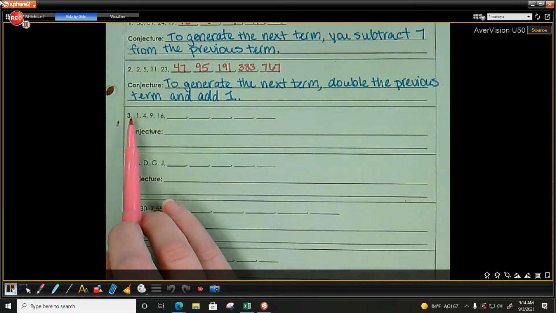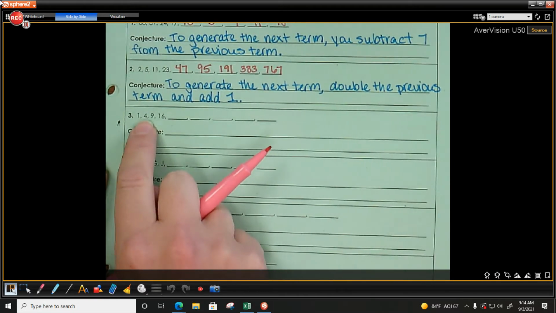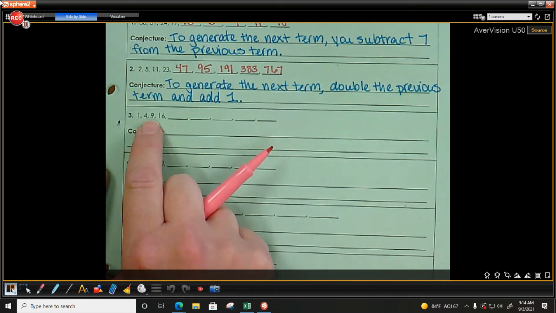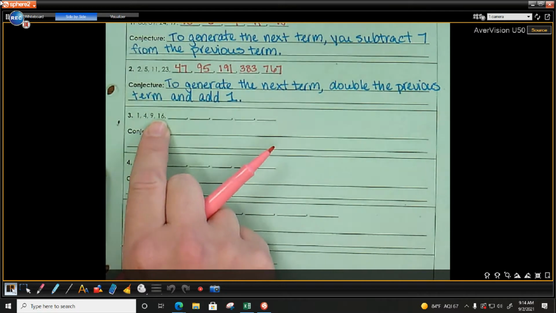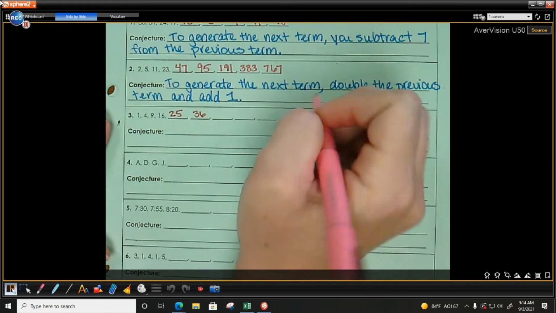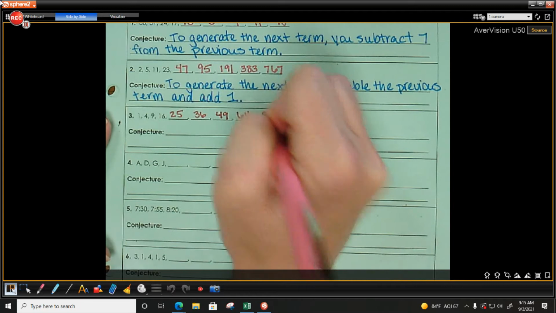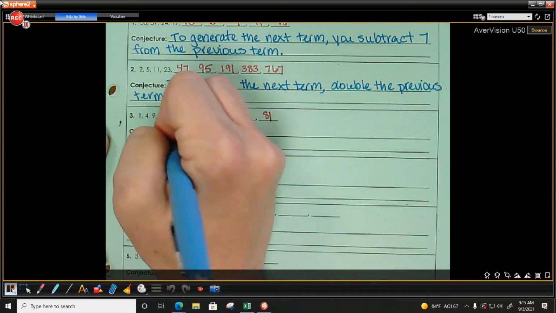What do we notice about 1, 4, 9, and 16? They're all square. They are all perfect squares. 1 squared is? 2 squared is? 4. 3 squared is? 9. 4 squared is? 5 squared is? 25. 6 squared is? 7 squared? 8 squared? And 9 squared. So they are all perfect squares. Okay, so each term is a perfect square.